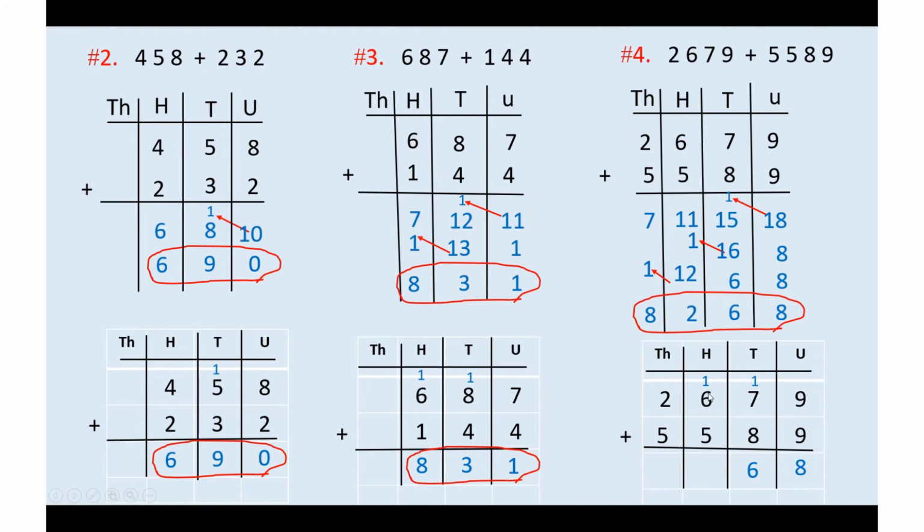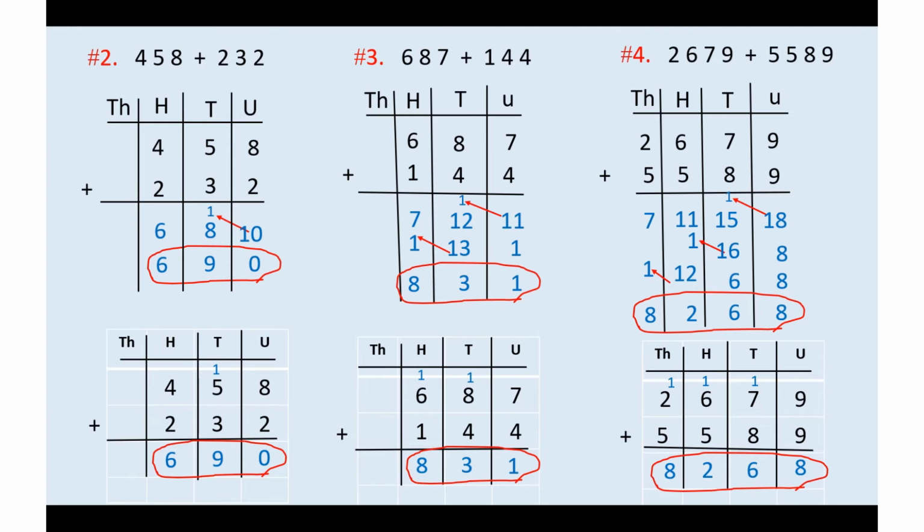And then we continue: 1 plus 6 is 7, plus 5 is 12. 12 is 1200. So we leave the 200 here and carry over the 1000. We add it to 2. 1 plus 2 is 3, and plus 5 is 8. So our answer is 8,268.